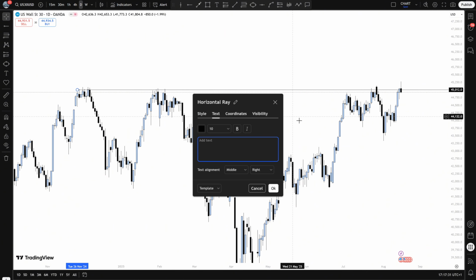So that is going to be our daily resistance zone. The daily resistance, I can write it in full. Okay, so we'll have a daily resistance here.